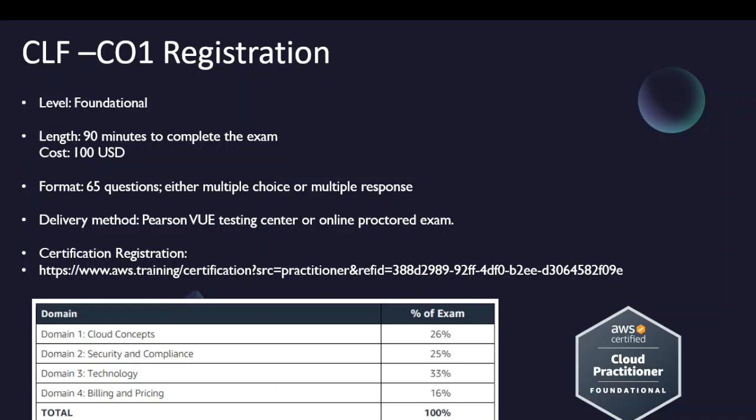In terms of the examination pattern, the exam will have 4 different domains. That's cloud concepts, where you get 26% of the questions. Security and compliance, you'll get 25%. Technology, you'll get 33%. Billing and pricing, you'll get 16%. So this is the composition of your questions. The exam is 90 minutes, in which you will have to answer 65 questions, which will have multiple choice or multiple responses, and there is no negative marking on any question. So feel free to answer all the questions.